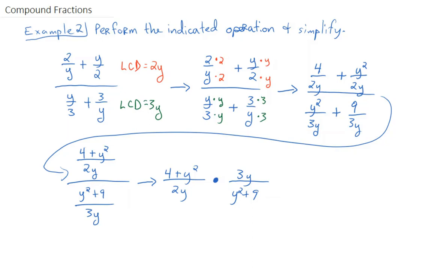Now that I have it switched to multiplication, our goal with multiplication is to factor anything that factors and then cancel common factors. This numerator does not factor. It looks like it's kind of tricking us. This denominator doesn't factor. Again, they're kind of tricky because they look like difference of squares, but they're sum of squares, and sum of squares does not factor. So we have to leave those as is. And then the 2y and the 3y are already expressed in factored form.